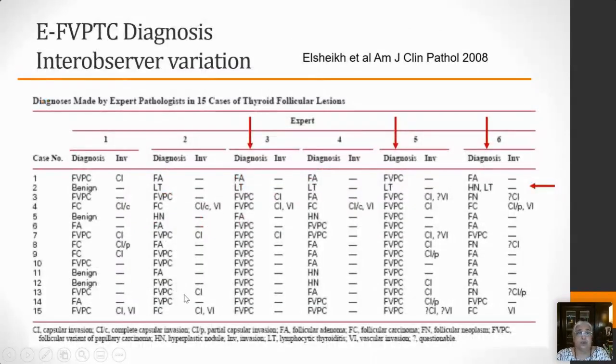Okay, so strict criteria were used, and once again you didn't have any agreement among experts. Expert number 5, as you will see, called everything follicular variant of papillary thyroid carcinoma except for one case which everybody called benign. Similarly, expert 3 called most cases follicular variant of papillary thyroid carcinoma. Remember that they are all looking at the same cases, 15 of them. And on the other hand, you had expert number 6 who called very few things follicular variant of papillary thyroid carcinoma. For him, most of these lesions were benign.